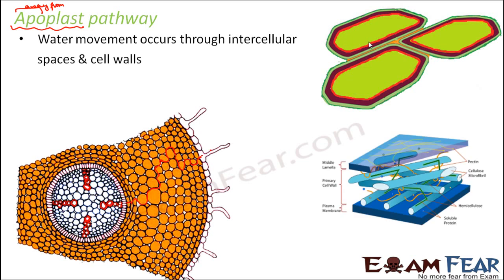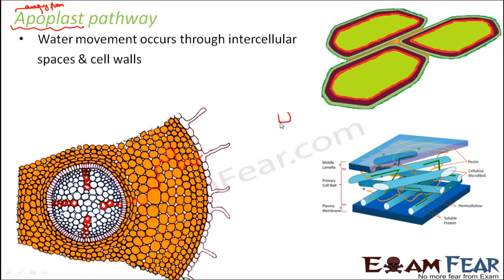So now if you look at the structure of the cell wall in even more detail, you will see this is the middle lamella and this is the primary cell wall. And in the primary cell wall, you have so many tube-like structures. These tube-like structures basically help in carrying water. So water is transported through these tube-like structures here in this case. And that is why they pass through the cell walls and they never enter into the cytoplasm.